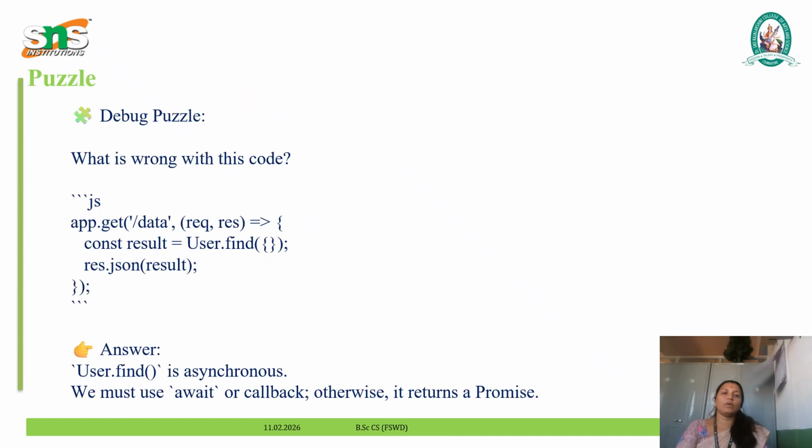So here I have given a debugging process. What is wrong with this code? I have given the request and response, constant results, asking for the constant results along with the user find. The response is the JSON result, so the result should come as JSON. Here user find is asynchronous, right? We need to use await or a callback. Otherwise, it results in a promise.